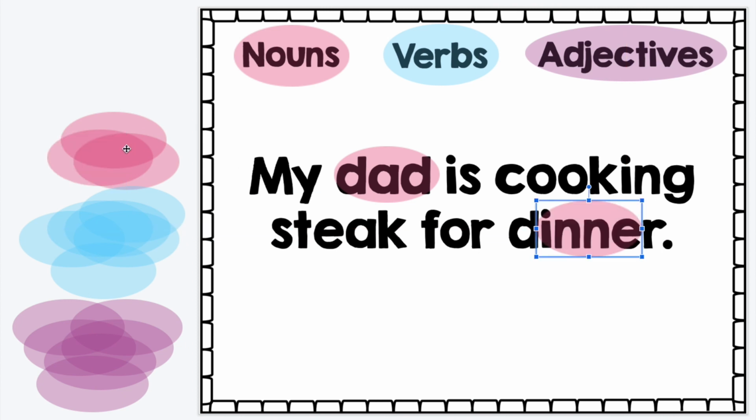And then dinner is a thing. Steak is a thing. And there should be a verb. The verb is what's happening, what someone or something is doing. So the dad is doing something. What the dad is doing is he is cooking. And are there any adjectives in this sentence? There are not. There are no describing words in this sentence.